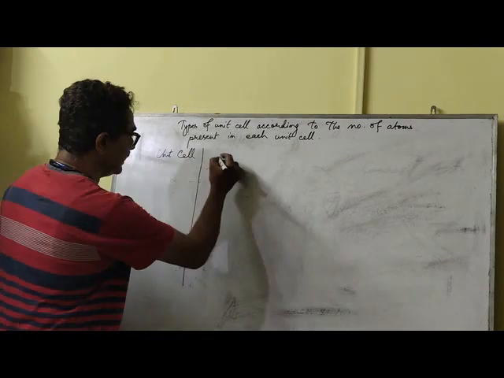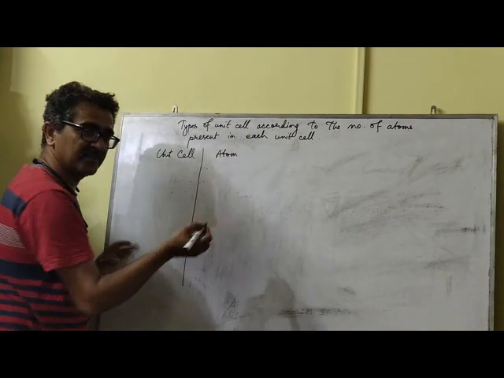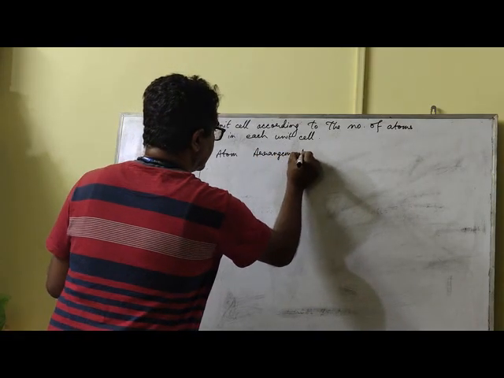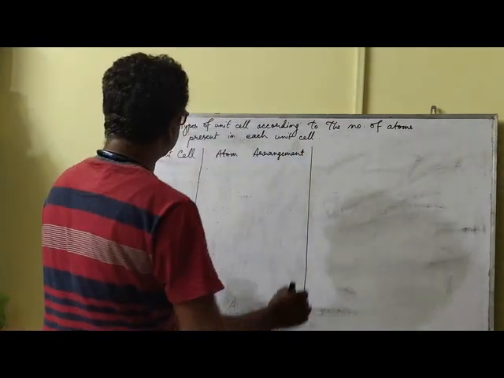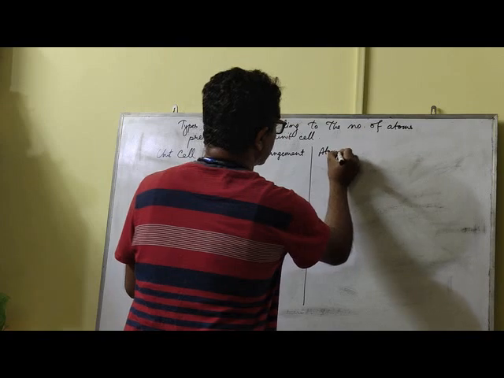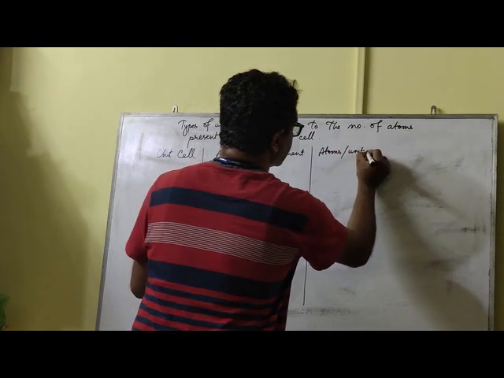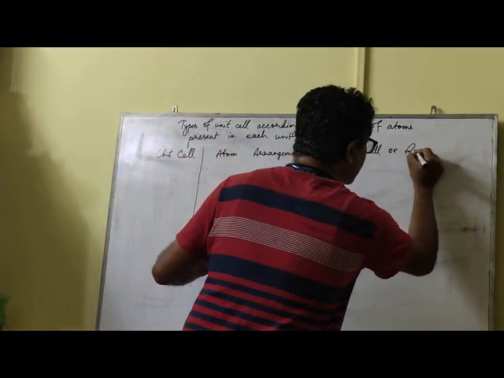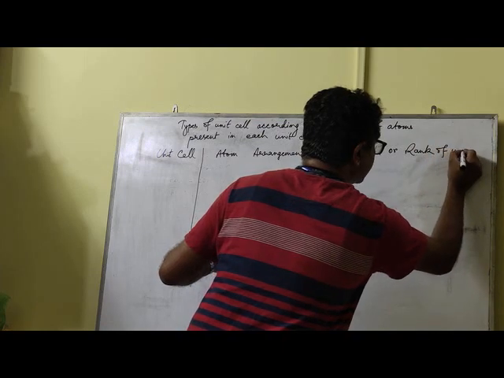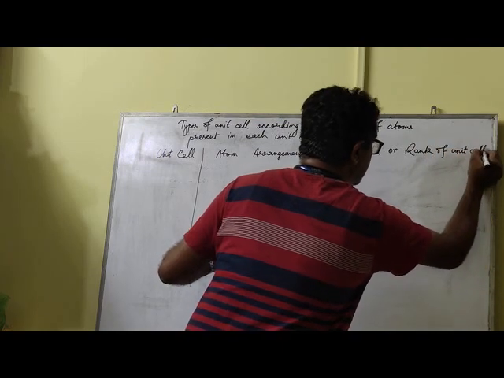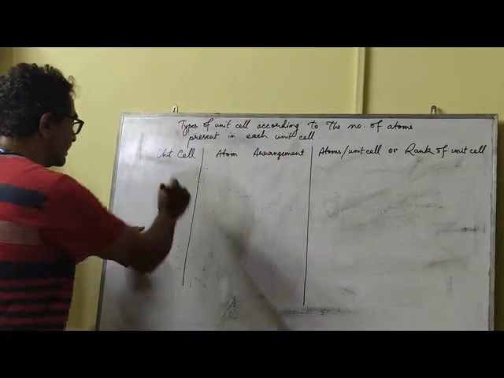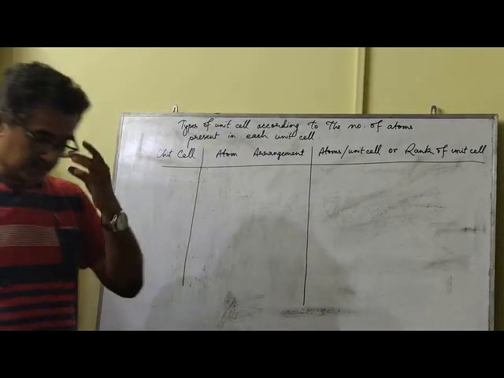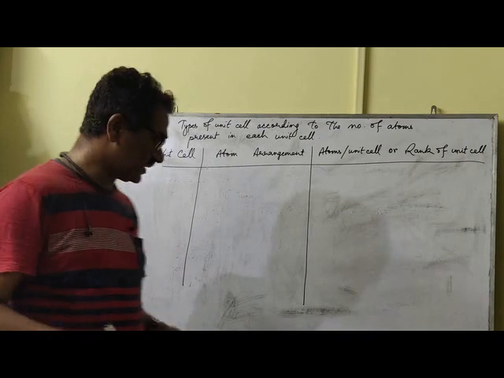Now let me make a table: unit cell, atom arrangement, a bit of a revision, you can imagine it to be. And here I'm going to write the total number of atoms per unit cell. This is also called the rank of the unit cell. So we are going to learn or find out the rank of the unit cell. We'll begin with the first one, which you have already learned in the video prior to this.